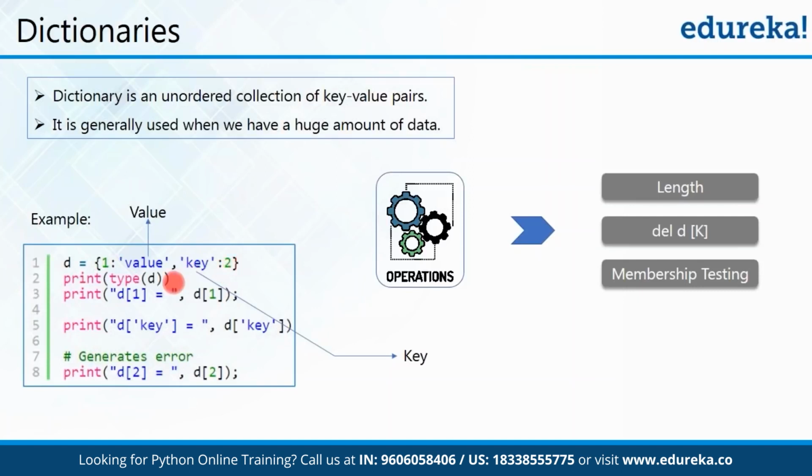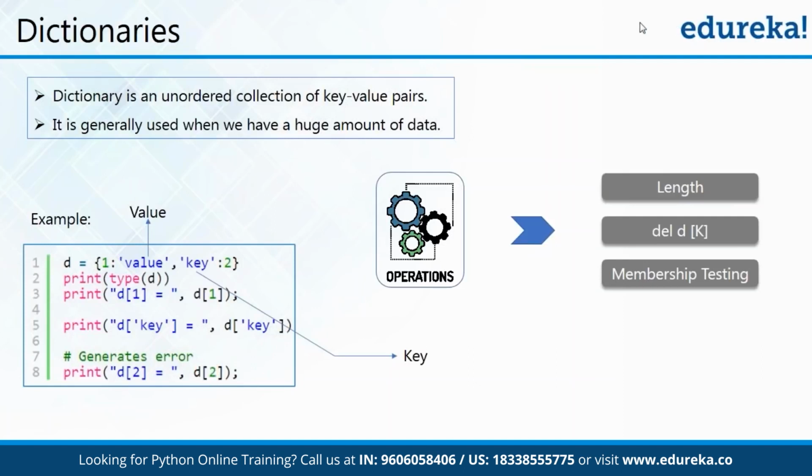Now when you go on and print D of 1, that is nothing but the key, then it will print the value that is attached to D of 1, or you can say the value that is attached to key 1. But if I go on and print D of 2, 2 is nothing but a value and there is no key here, that is 2, so it will give us an error. This is how things work in dictionaries.